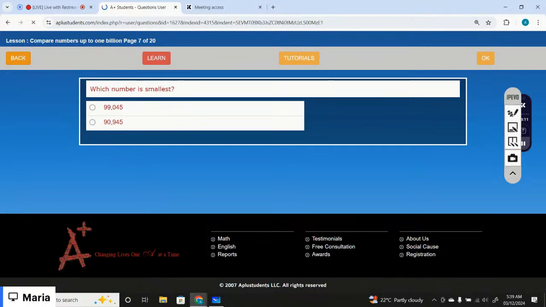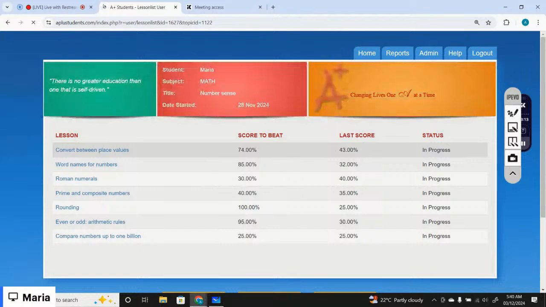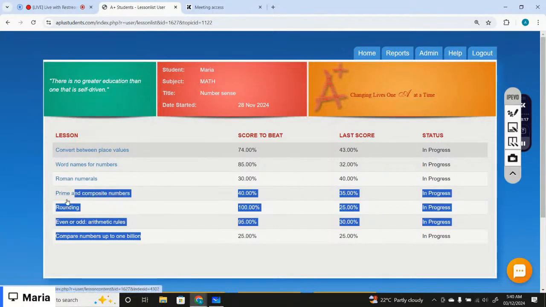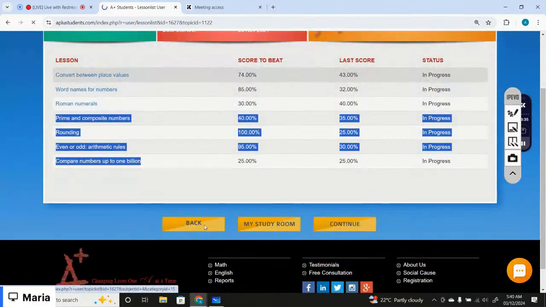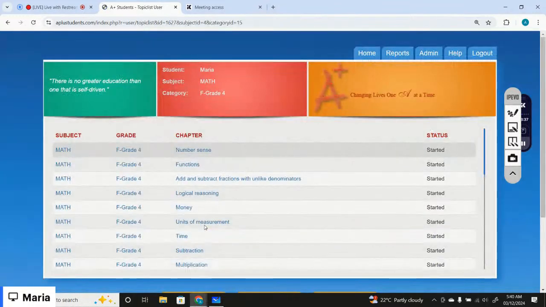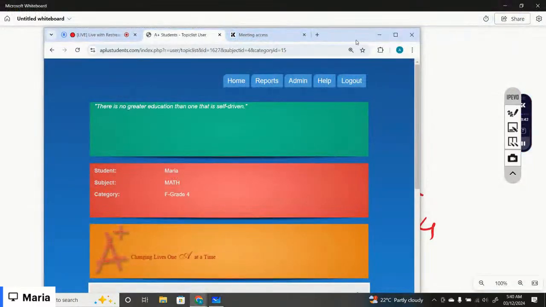So we were working on grade 4 math. The chapter we were working on is number sense. The lessons we have covered today are prime and composite numbers, rounding, even or odd numbers, arithmetic rules, and comparing numbers up to 1 billion. Please make sure before the next session you complete all the practice questions for the lessons we just did. That is your homework until next session.